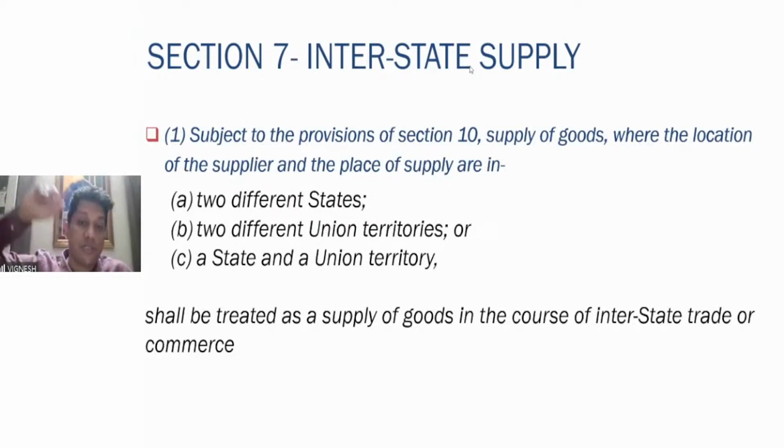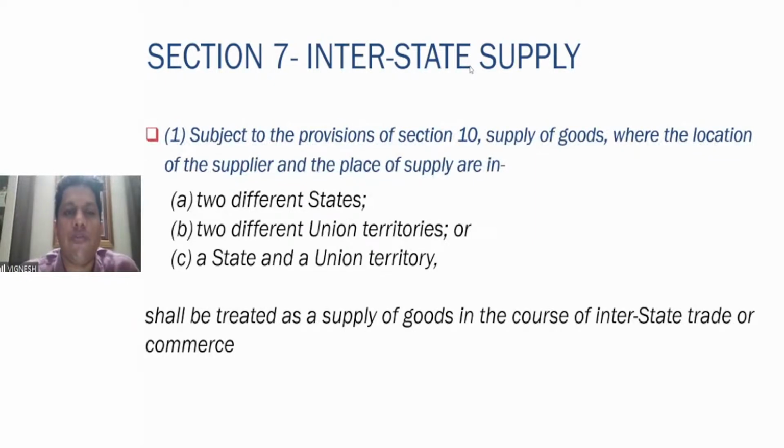So these provisions you will see in the place of supply chapter. But as of now, we'll just understand in regular course, other than section 10, what exactly is your interstate supply. So subject to the provisions of section 10, supply of goods where location of supplier and place of supply are in two different states, two different union territories, or a state and a union territory, it shall be treated as a supply of goods in the course of interstate trade or commerce.